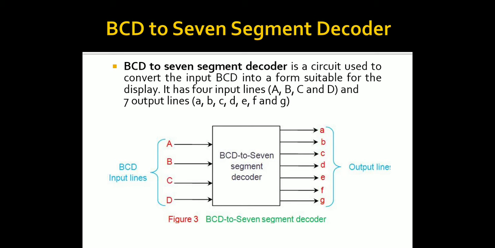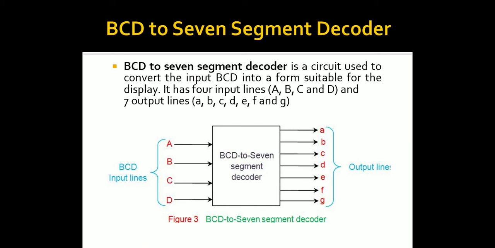This is the block diagram for BCD to 7 segment decoder or 7 segment display. On left hand side we have BCD numbers which are represented by 4 bits A, B, C and D in capitals. On right hand side we have 7 outputs, small a, small b, c, d, e, f and g. These 7 outputs are for the 7 segment display system.